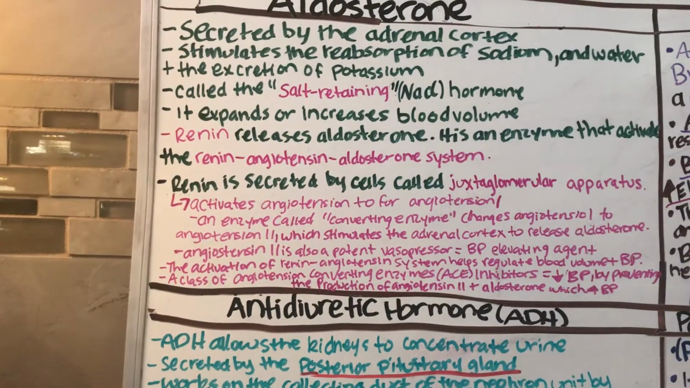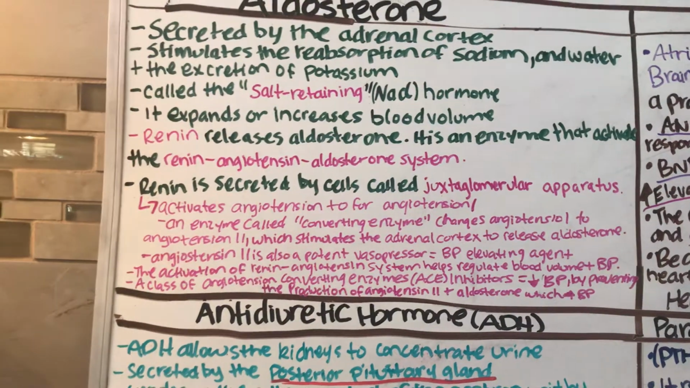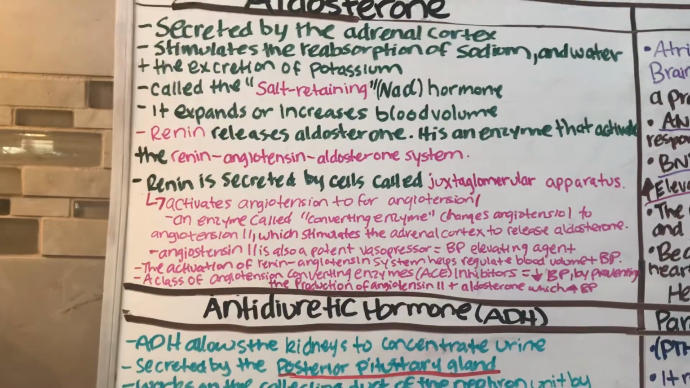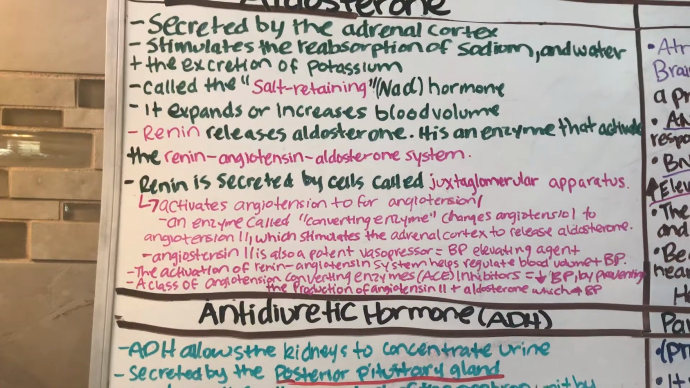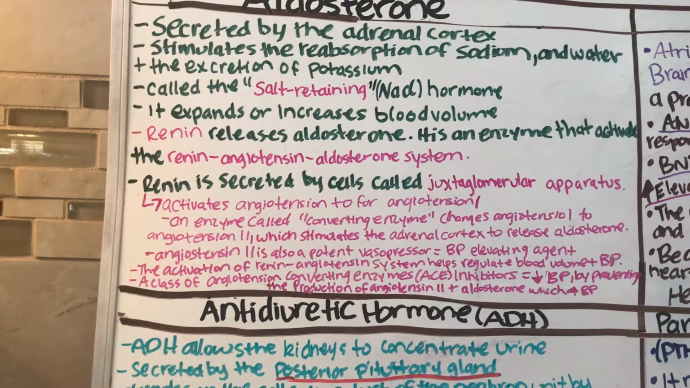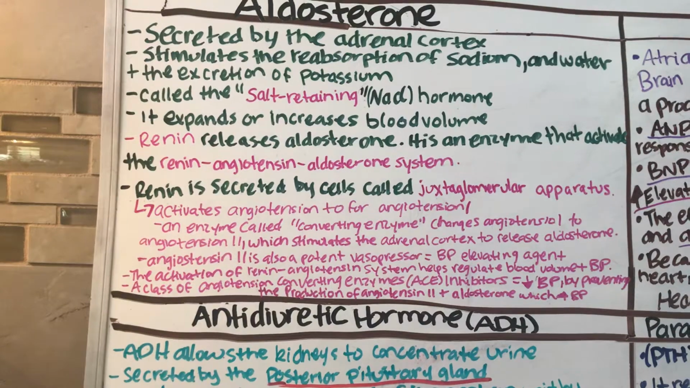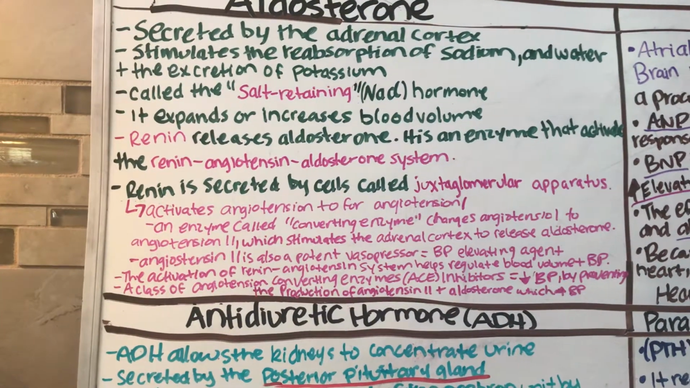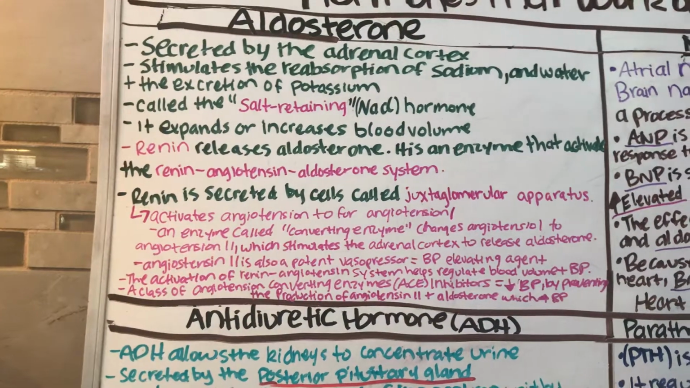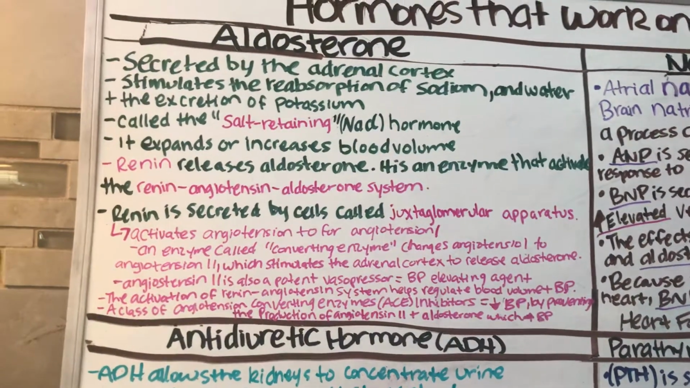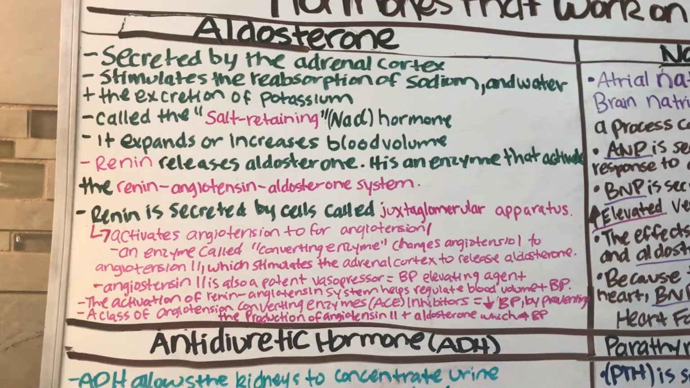Angiotensin 2 is a potent vasopressor. It is a BP elevating agent, so it's going to raise your blood pressure. The activation of the renin-angiotensin system helps regulate blood volume and blood pressure. A class of angiotensin converting enzyme inhibitors, your ACE inhibitors, are going to lower blood pressure by preventing the production of angiotensin 2 and aldosterone, which increase blood pressure. We know those ACE inhibitors end in the suffix pril, such as lisinopril.